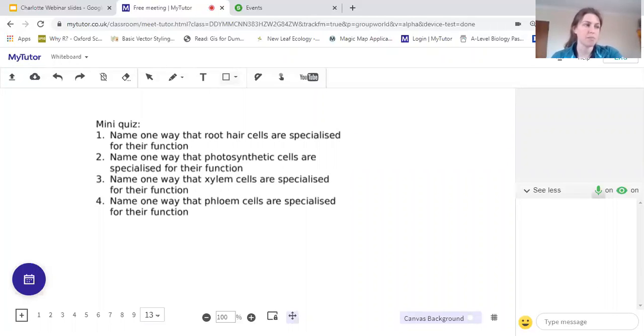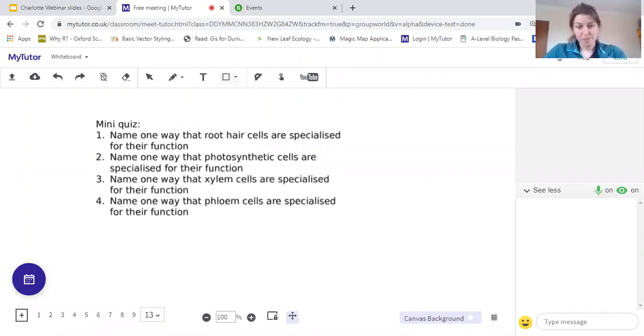Good, yeah, permanent vacuole, increased surface area, lots of mitochondria. Great, really, really good. Question 2, name one way that photosynthetic cells are specialised for their function. Lots of chlorophyll, yes, exactly. What's the name of the organelles that contain chlorophyll? Chloroplasts, yeah, brilliant. Thanks, Aidan.